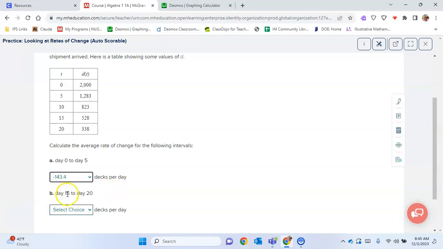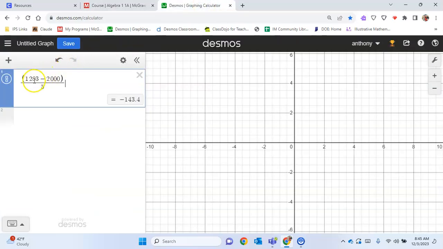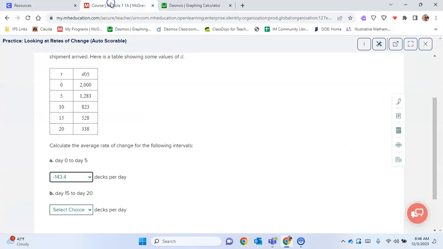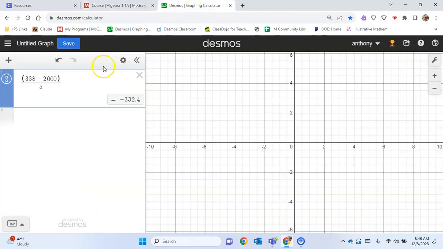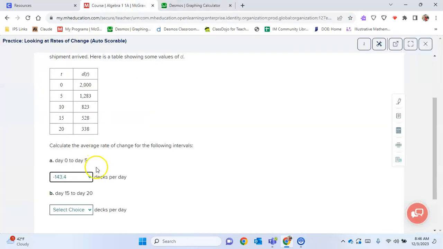From day 15 to day 20, again 5 days. Day 20 was 338, minus day 15, its dependent value was 528. That gives us negative 38 decks per day.